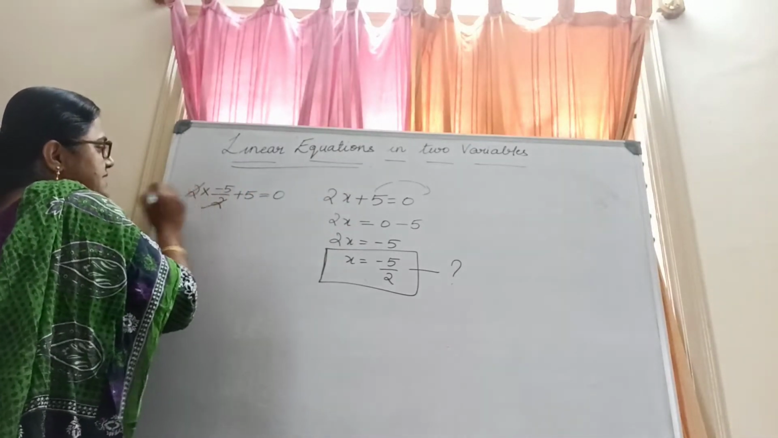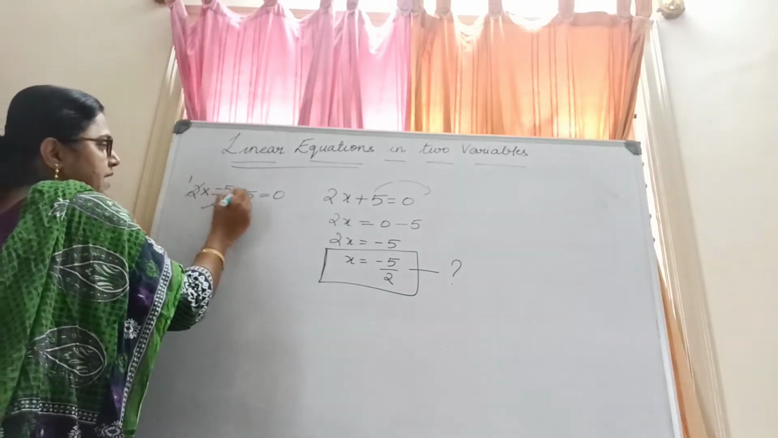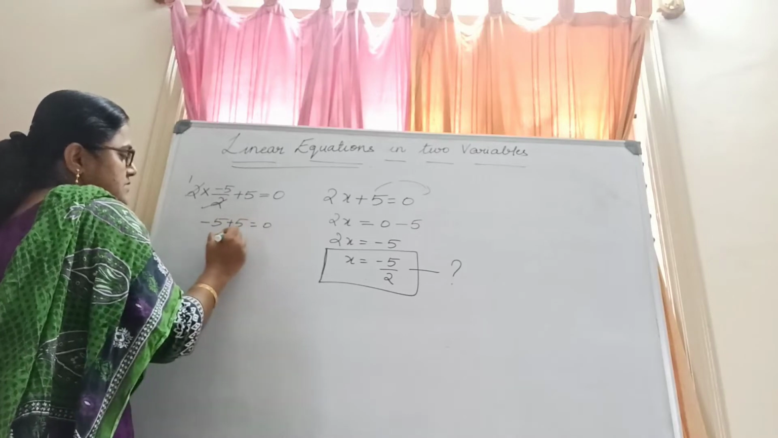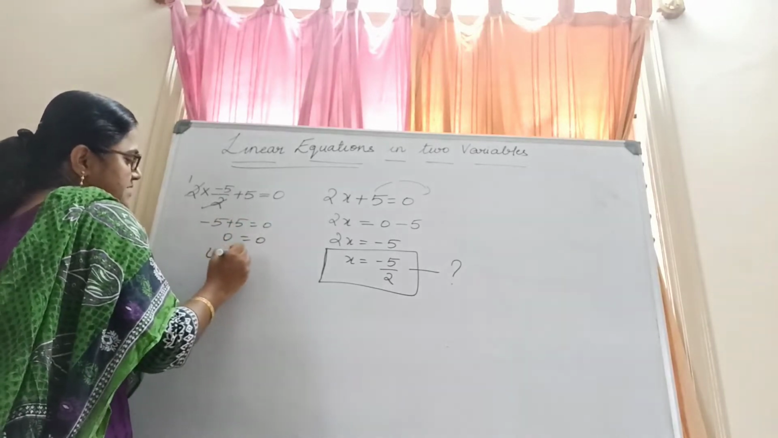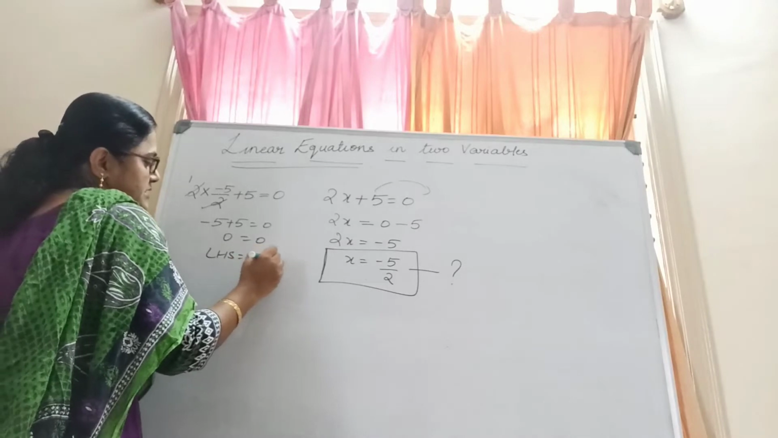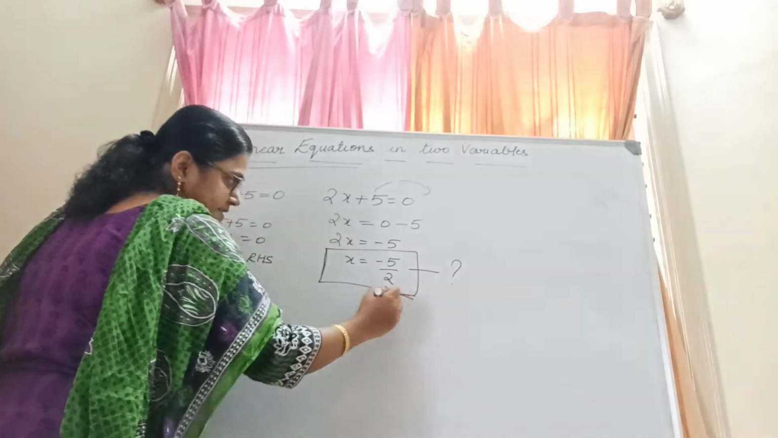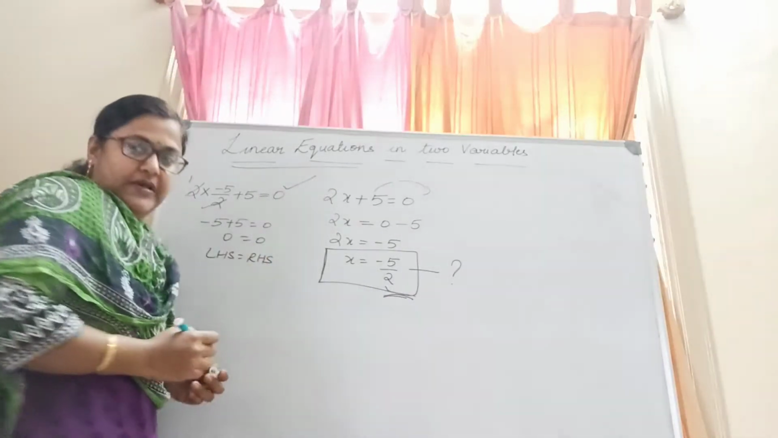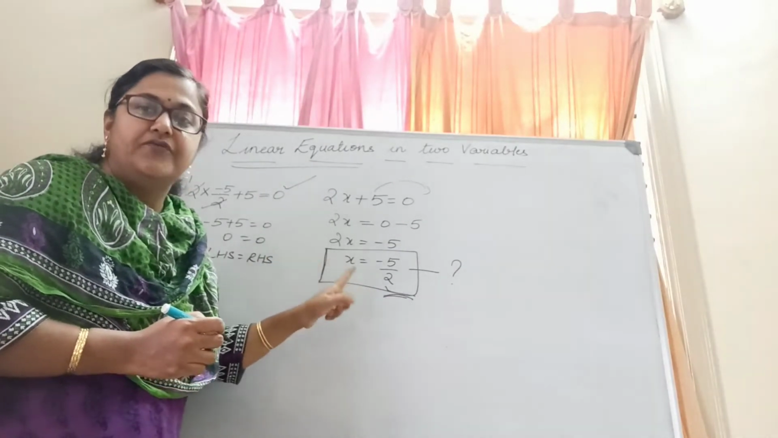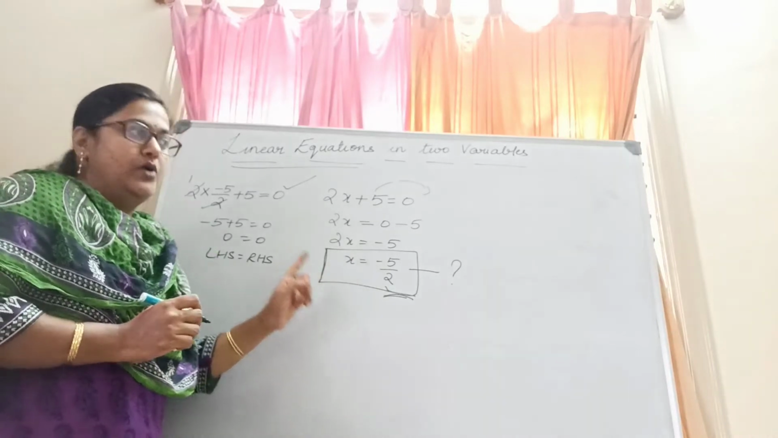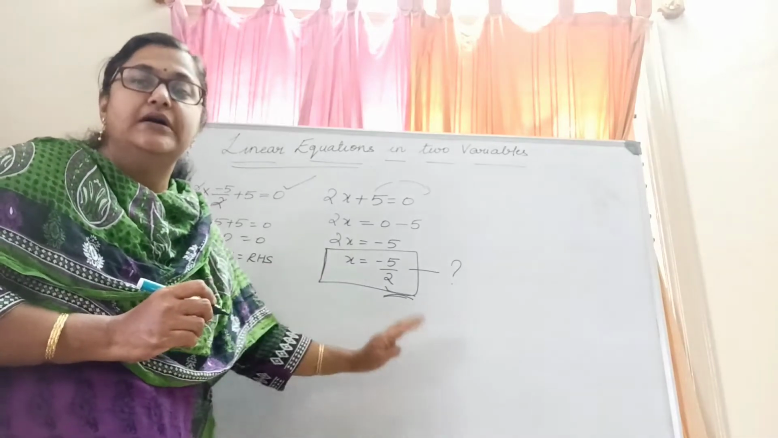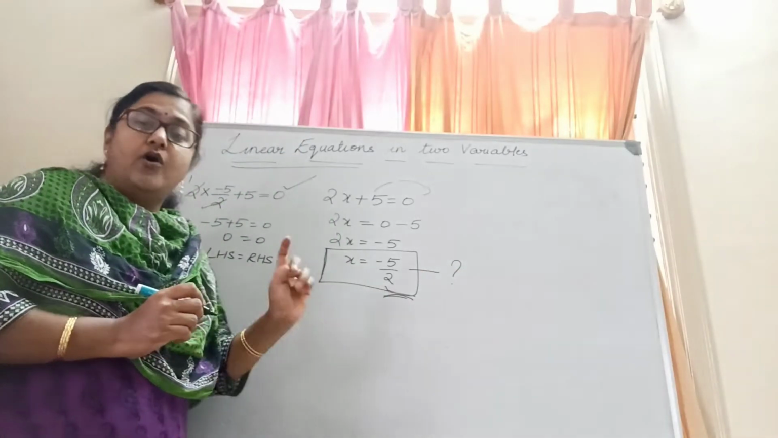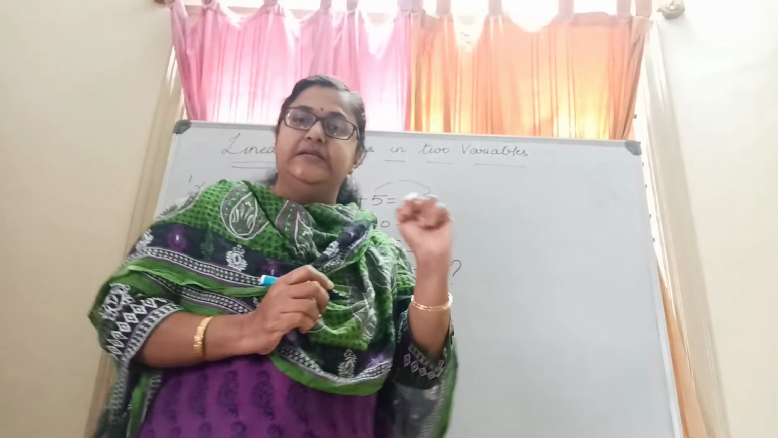Now 2 and 2 get cancelled one time, right? Minus 5 plus 5 is 0. 0 is equal to 0. So LHS is equal to RHS. So this value of x, that is minus 5 by 2, satisfies my equation. So this is the solution or root of the equation. Now I hope you all might have understood what is the meaning of a solution of the equation. Fine. Now always when you solve, you have to keep two things in your mind.